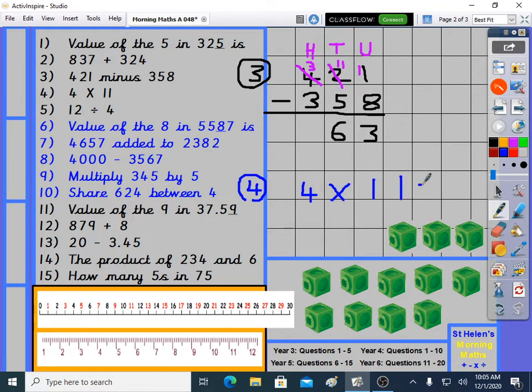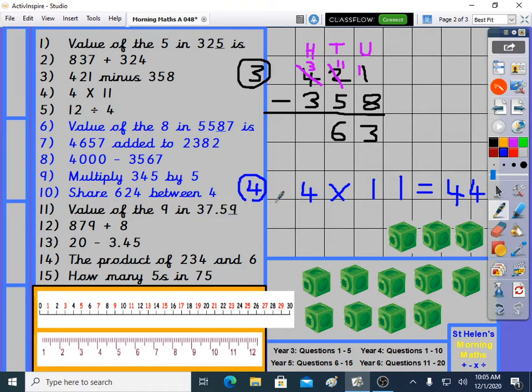4 times 11. I'll sing my 4s 11 times. 4, 8, 12, 16, 20, 24 and 28, 32, 36 and 40. 44. Counted up to 11 fingers. I don't have 11 fingers, but counted 10 and then an extra 1, and I got 44. 4 times 11 is 44.